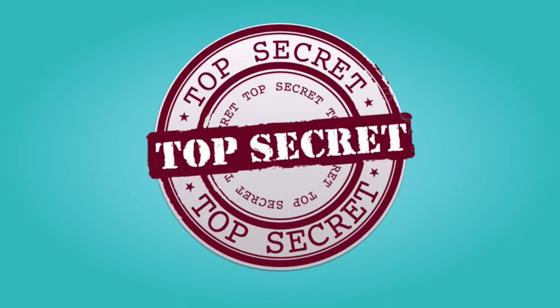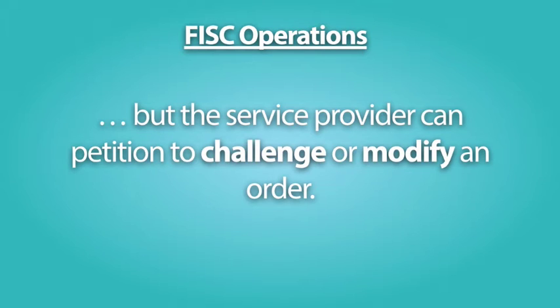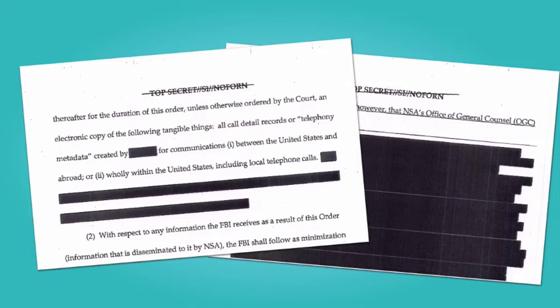The FISC operations are largely kept secret due to the sensitive nature of the proceedings, and the court's ex parte process is primarily non-adversarial. The target of a requested surveillance order is normally not given an opportunity to even appear at the hearing or be informed of the existence of the order. However, the court's rules of procedure do allow electronic service providers and business order recipients to petition to challenge or modify any order. Records from FISC hearings are not revealed even to petitioners challenging surveillance orders under the court rules. The FISC has discretion to publish its opinions, which until recently was rarely done. In response to growing public criticism, the court recently issued several redacted opinions in 2013 and recently ordered the Department of Justice to explain why certain other opinions should not be publicly released.